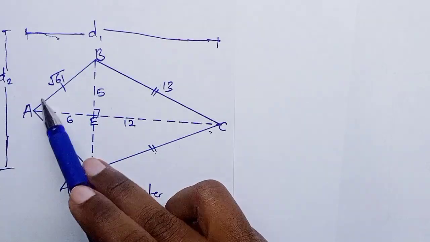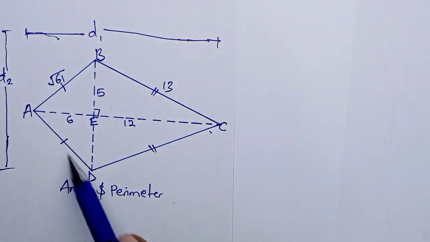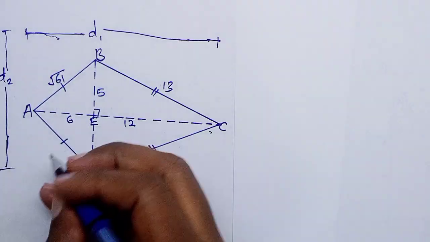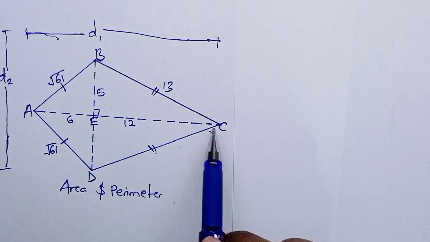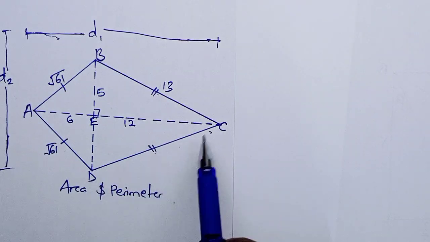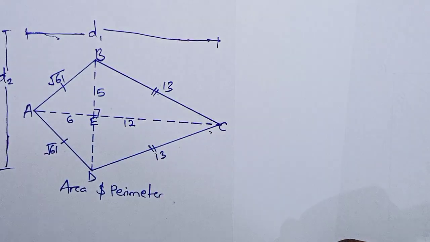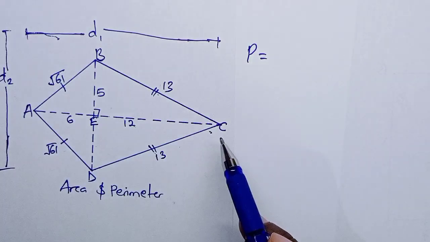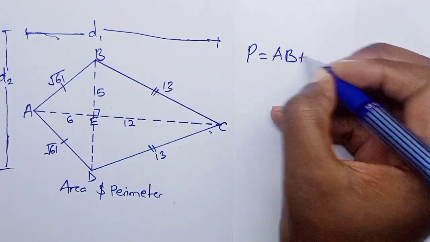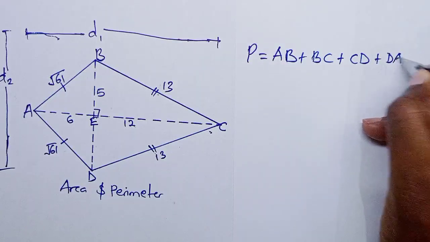Now, since we have found this side and this side, we know that we were told that this side AB is equal to this side AD. Therefore, if this is root 61, this is also root 61. Also, we were told side BC with these marks is equal to side CD. So if this is 13, DC is also 13. So now we can easily find the perimeter of this kite. So perimeter will be AB plus BC plus CD plus DA.